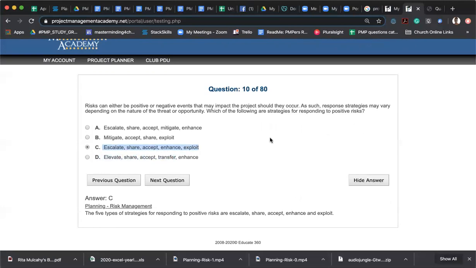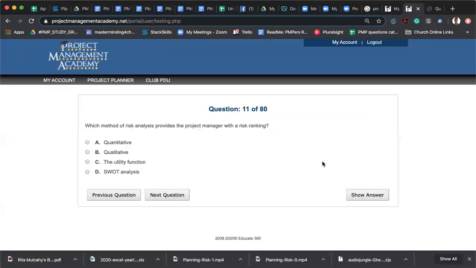Oh, okay. Because in my mind, exploit was a bad terminology. I'm like, oh, did I remember seeing enhance? Okay, cool. Now I know there's the three E's. Cool.